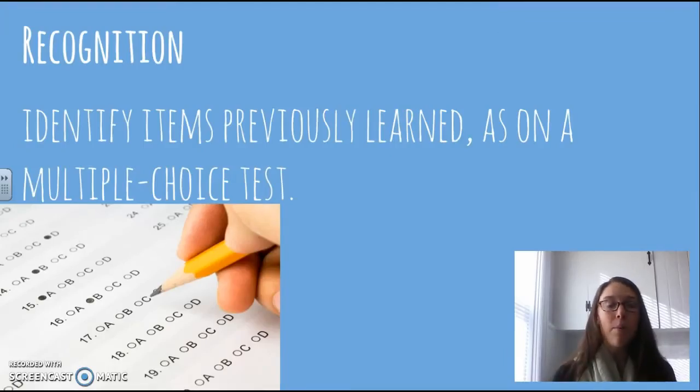Now, the other type of retrieval task tends to be a little bit easier. This is called recognition. And this is when all you have to do is identify items that you've previously learned. Closest correlate I can find from a school setting would be something like a multiple choice test, or maybe a fill in the blank with a word bank as opposed to not. So we'll do an example of a recognition task.